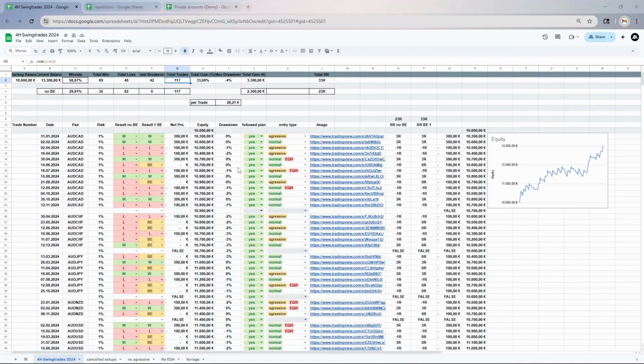But without further ado here, let's hop right into some of his data. So this here is the first spreadsheet.